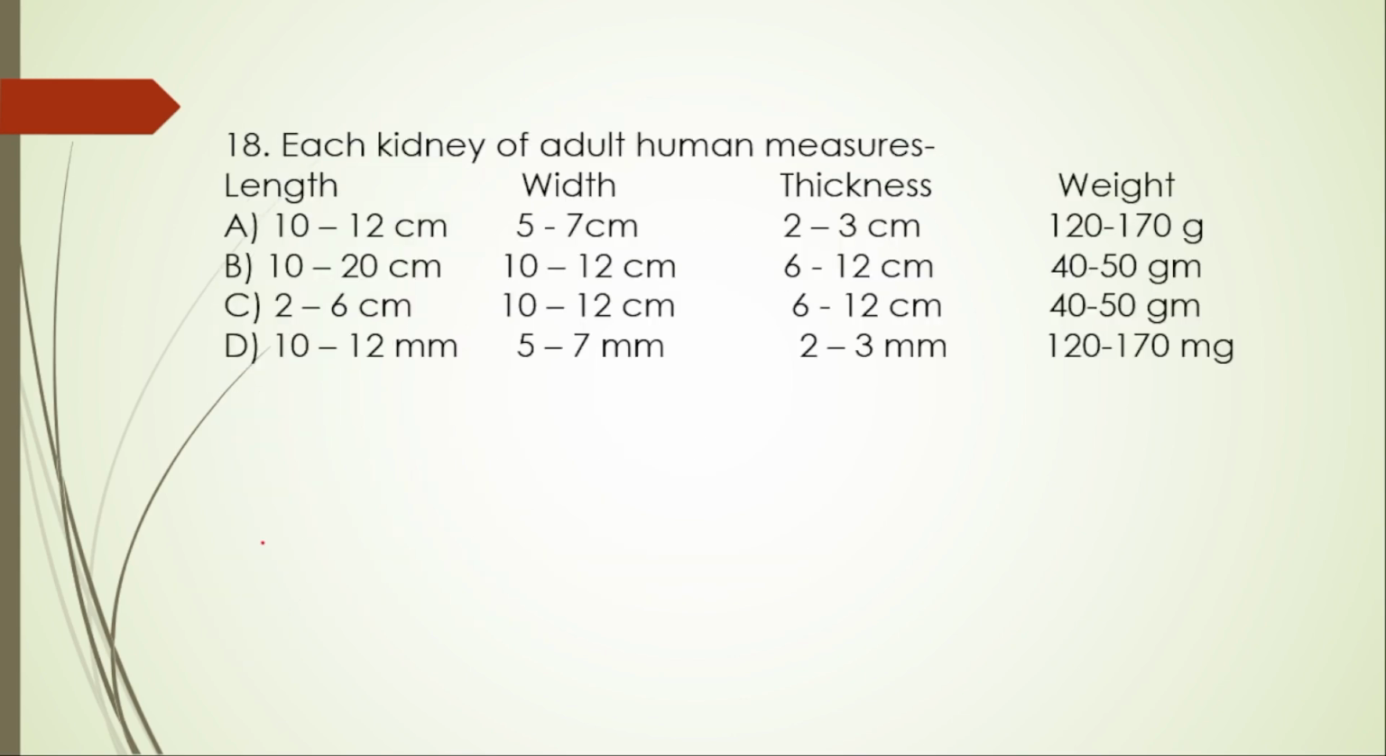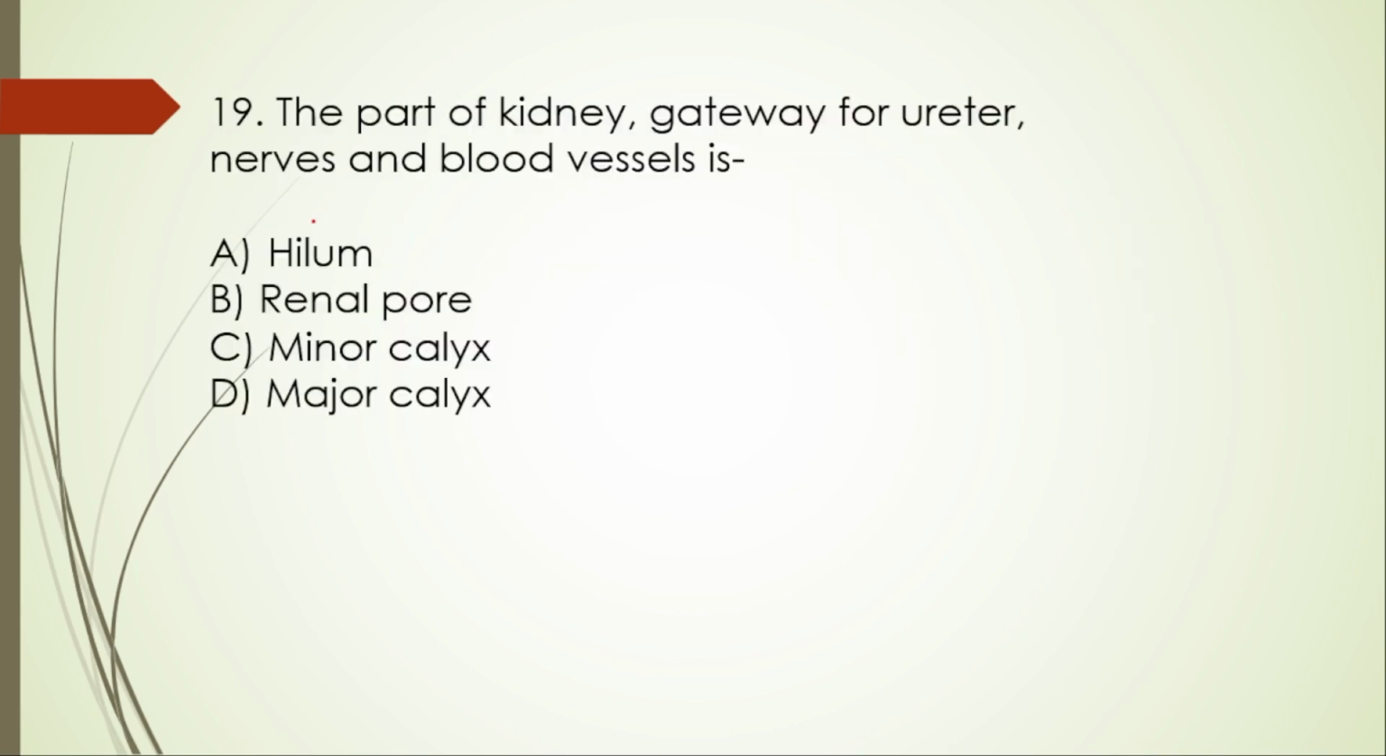Next, question number 18. The measurements of the kidney of an adult human are given here: length, width, thickness, and weight. Which one is right among them? Length of the kidney in adult humans is 10 to 12 centimeters. Width is 5 to 7 centimeters. Thickness is 2 to 3 centimeters, and weight is approximately 120 to 170 grams. So here the right option is option A.